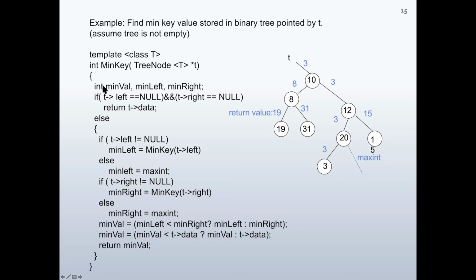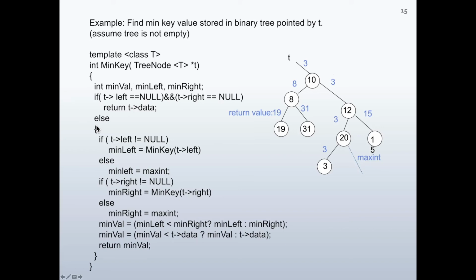In the function, min_left and min_right are declared as integer. First, we check if the node pointed by t is a leaf node. For this purpose, we are checking if the left link is null and right link is null. If this is the case, it is a leaf node and we return the data of the node.